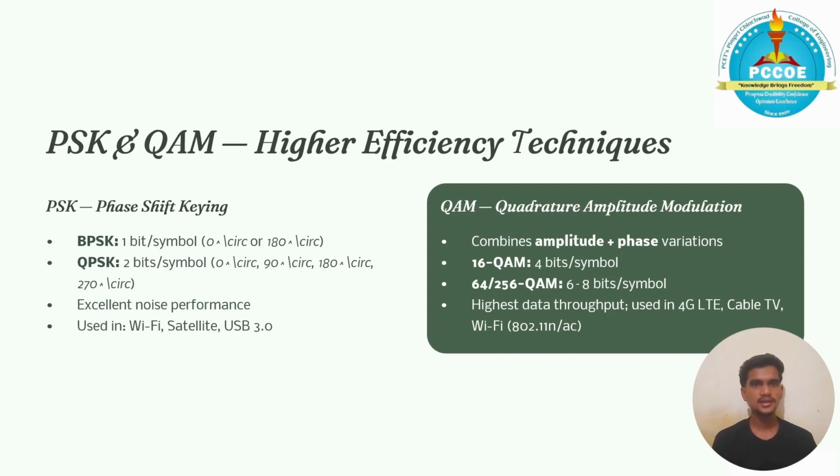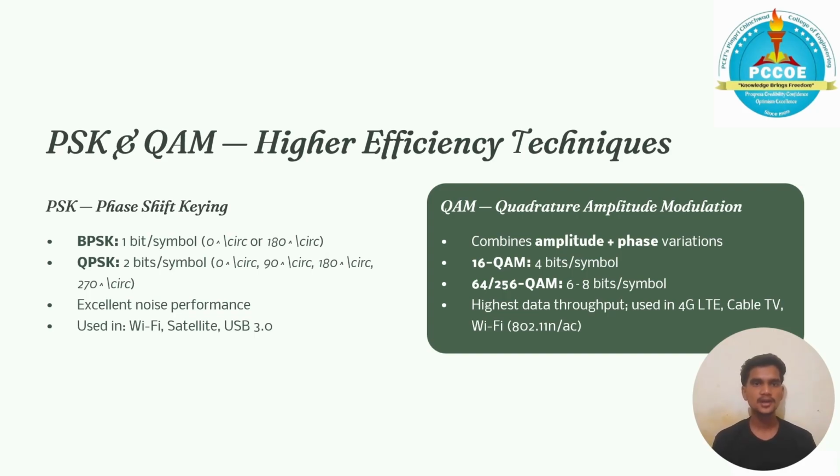In BPSK, we use two phase values, 0 degrees for 0 and 180 degrees for 1, giving us 1 bit per symbol. In QPSK, we use four phase values, giving us 2 bits per symbol. PSK has excellent noise performance and is used in Wi-Fi and satellite communication.